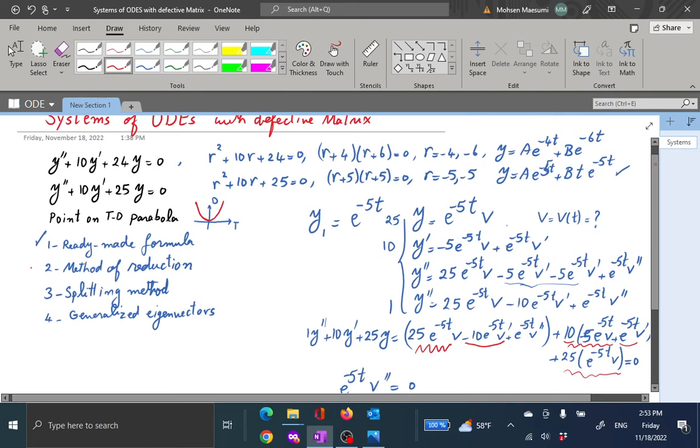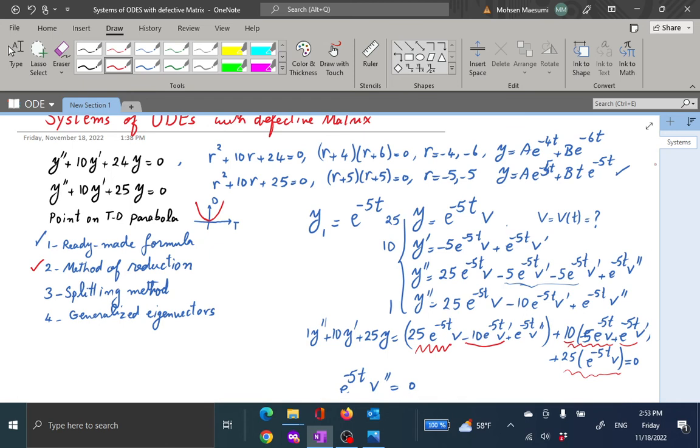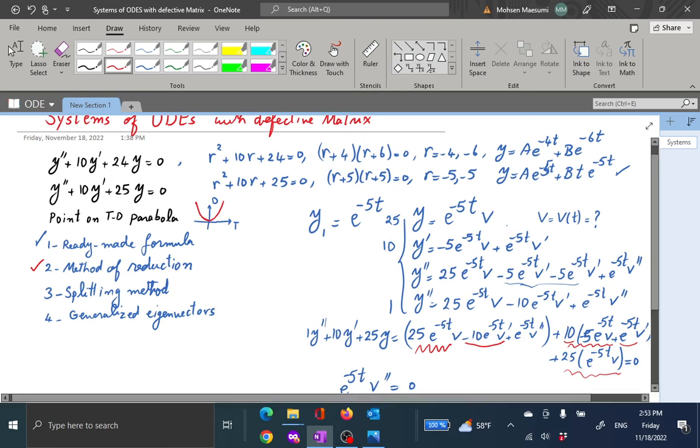So this was the method of reduction. Method of reduction can be expanded and be used in other situations, especially when you have one solution of a differential equation. You can use this to reduce the order of your equation. That's why it's called method of reduction. You reduce your order and then you find your solutions. So that way we explain where this number t comes from.